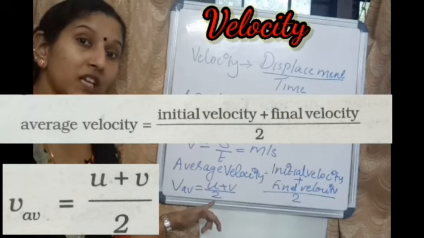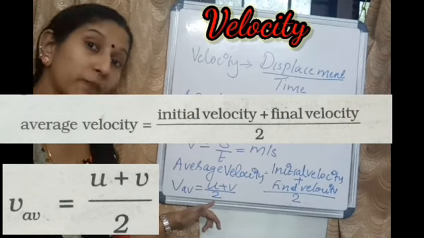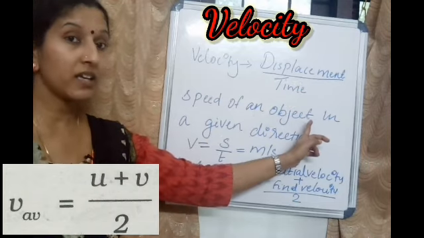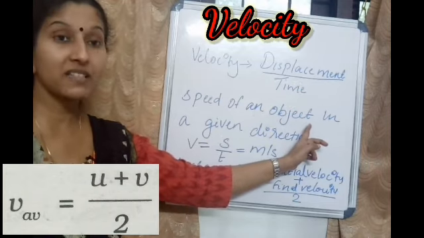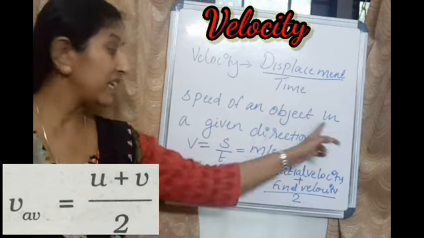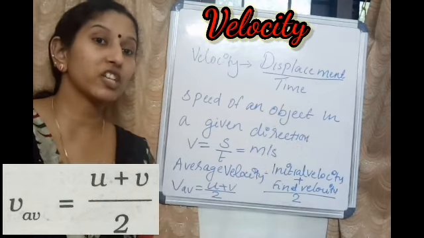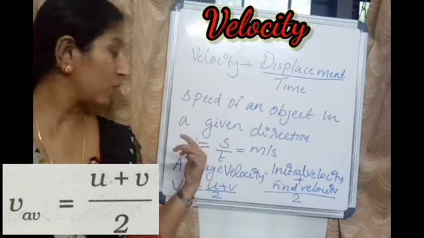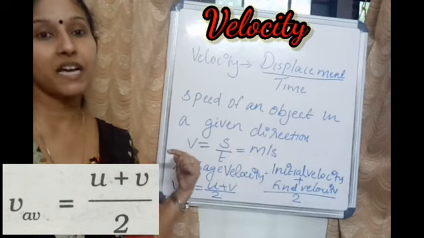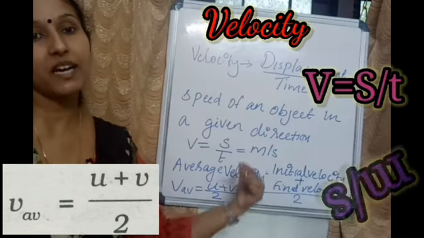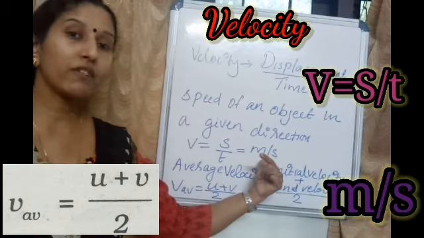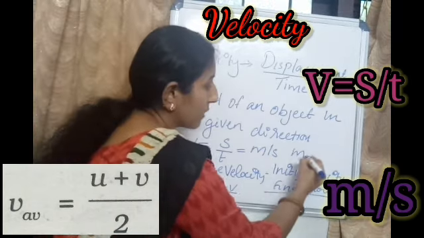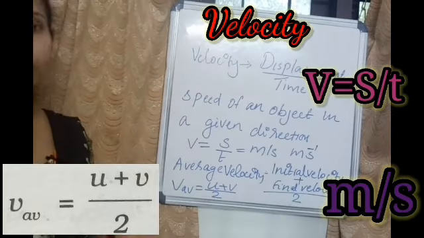So what is velocity? Velocity can be defined as the displacement by time, or velocity of an object can be defined as the speed of an object in a given direction. Speed with the direction, that is velocity. And the equation for velocity, V equals S by T. V stands for velocity, S for displacement and T for time. And the SI unit for velocity is meter per second. The same can be written like this, m s raised to -1.